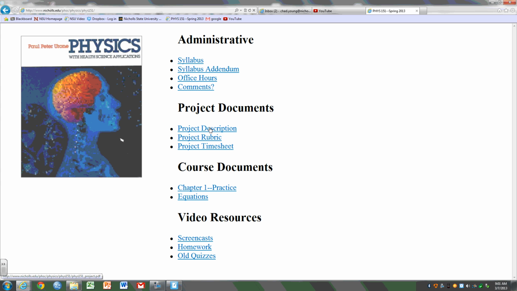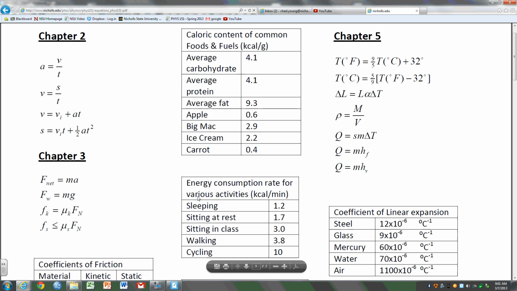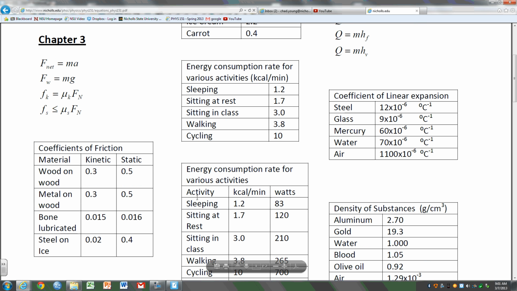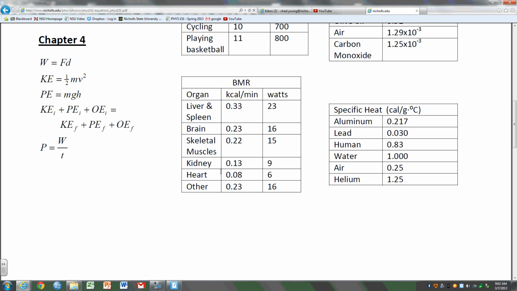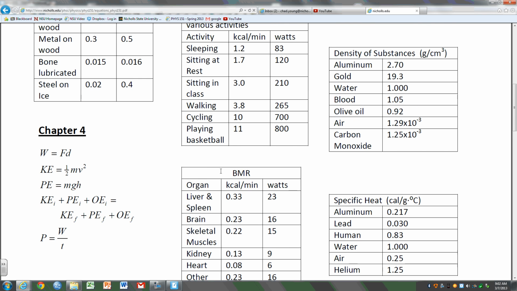So if you go here, I've updated the equation sheet to include everything that you need for Chapter 5. As you're working through the Chapter 5 homework, you might want to bring this up on your tablet or whatever, or print it out. It has various tables. All those tables are in your book as well, but I've just excerpted a few entries from all the tables.